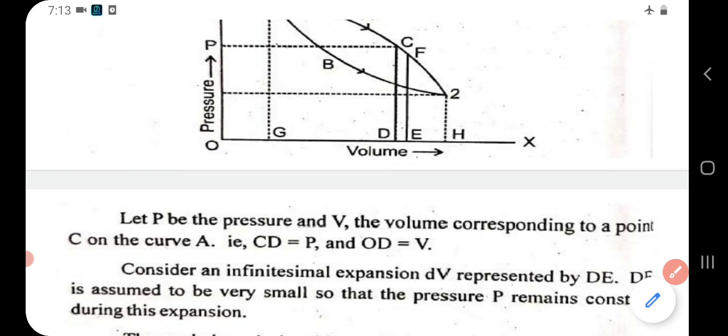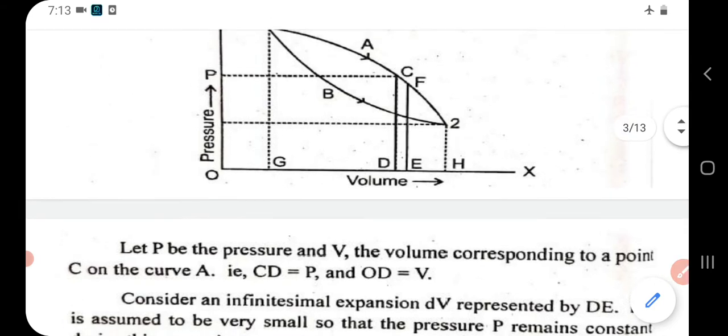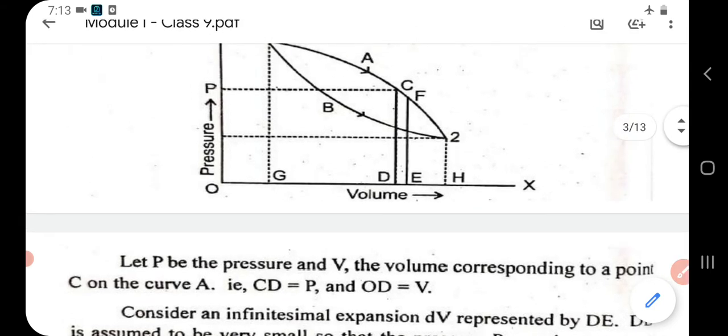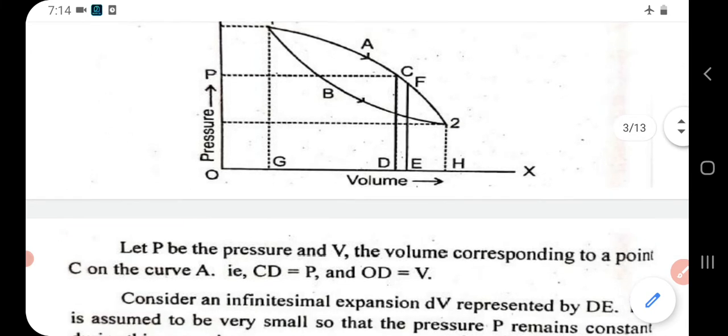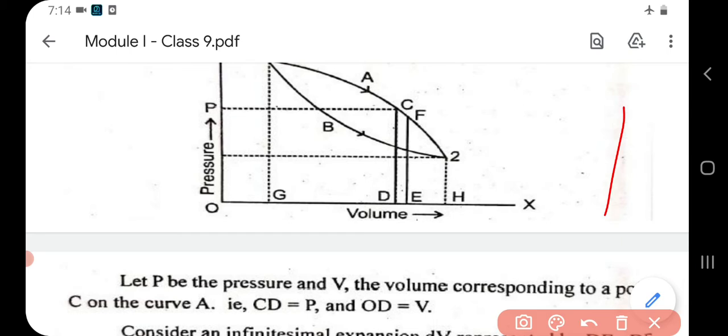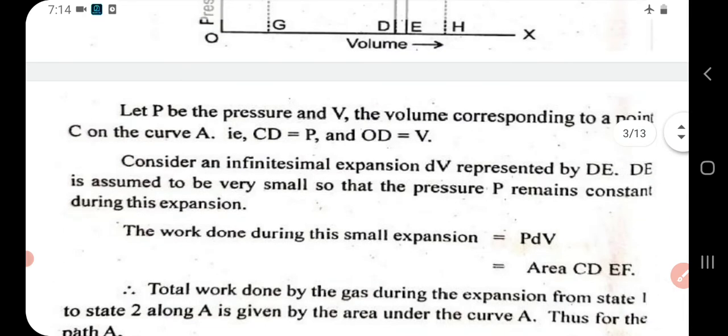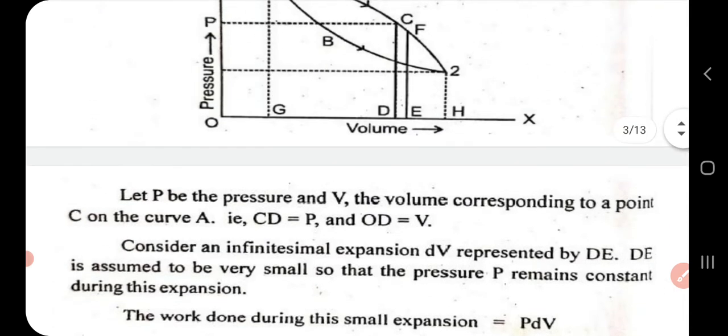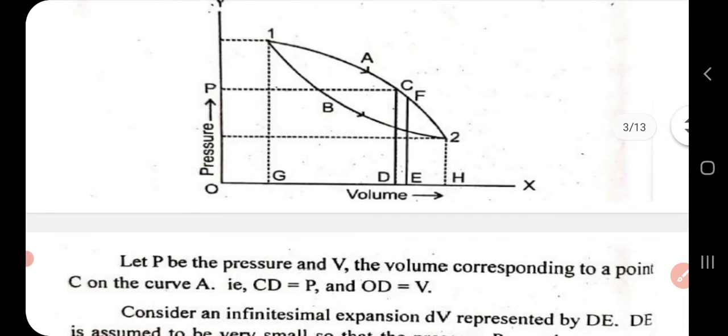Here let P be the pressure and V be the volume. So CD will be equal to P and OD is equal to V from this graph. Now consider a very small expansion in volume, let that be dV. This volume expansion is considered to be so small that the pressure P remains constant. So the expression for work done during this infinitesimal expansion in volume dV is equal to P dV, and that is nothing but the area CDEF.